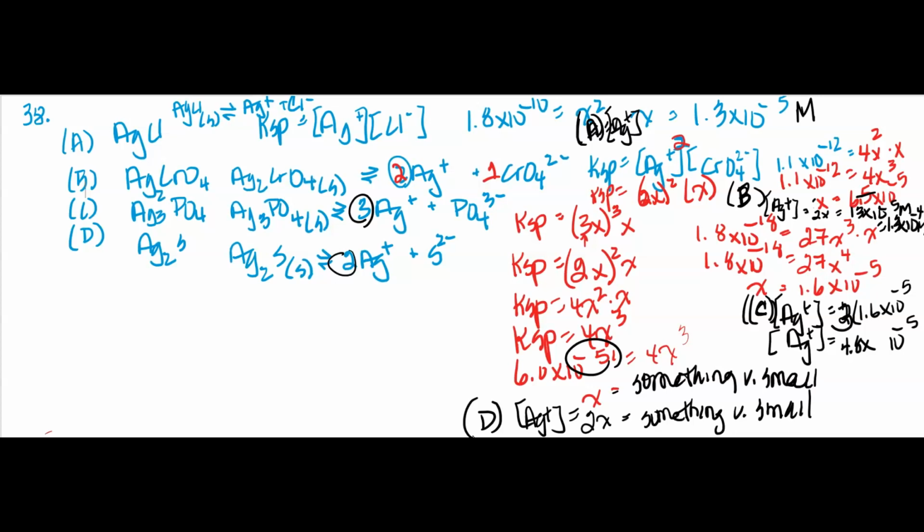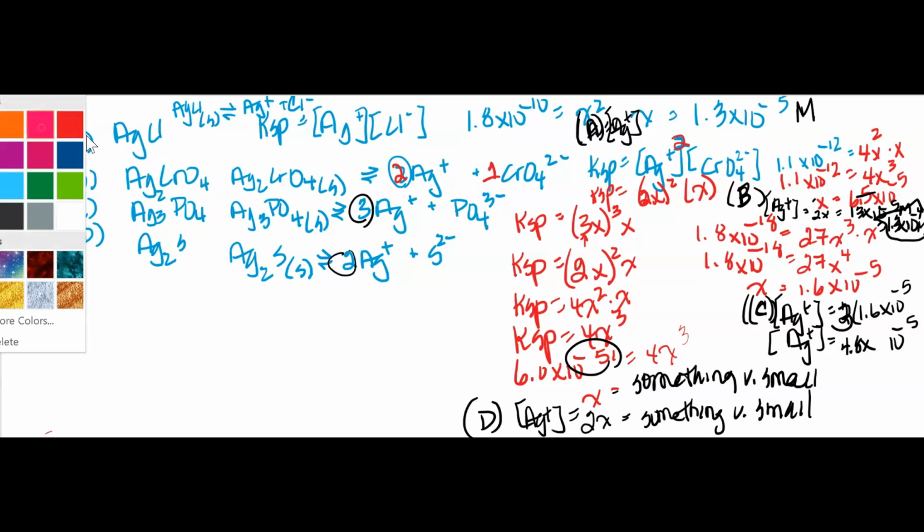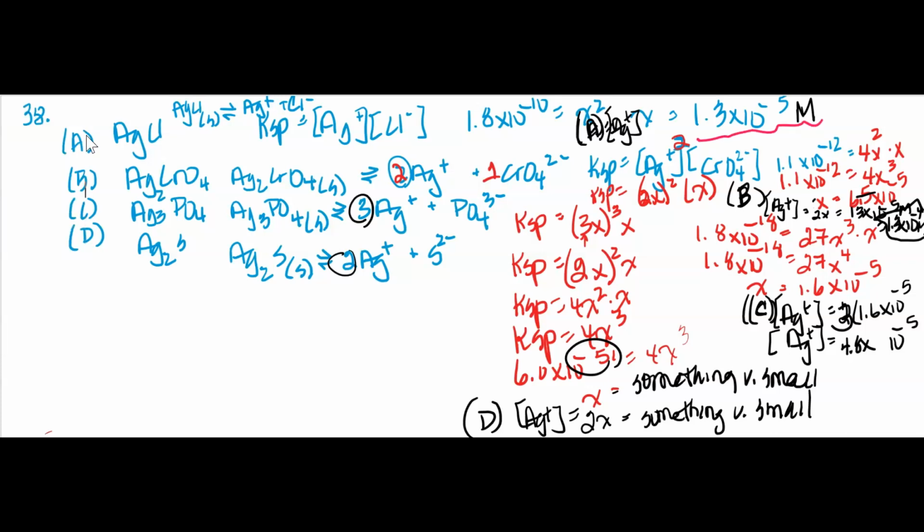So if we're looking for the salt that will have the highest concentration of silver ion, the winner has to be 1.3 times 10 to the minus 4. Right there. That's the biggest number of all the numbers. We were evaluating 1.3 times 10 to the minus 5, 1.3 times 10 to the minus 4, 4.8 times 10 to the minus 5, and then this number is going to be something very small.